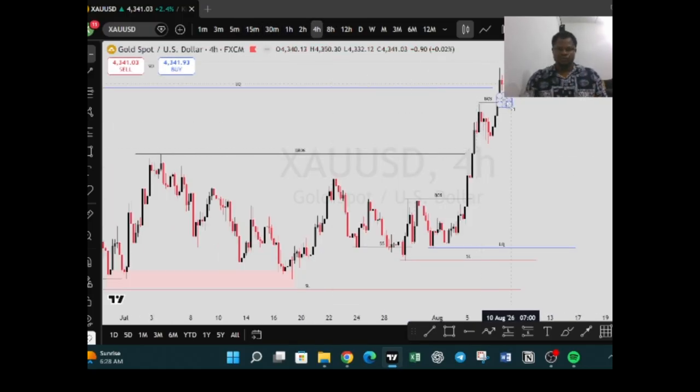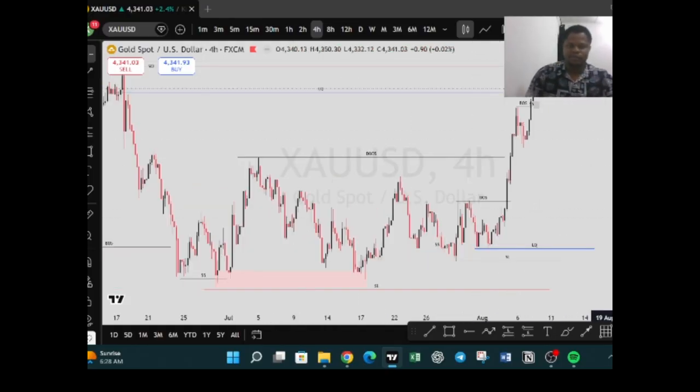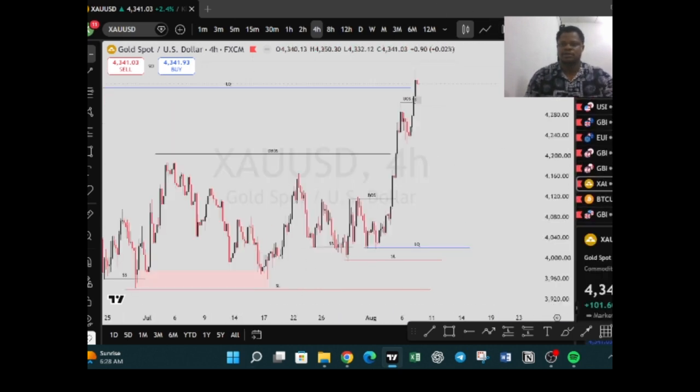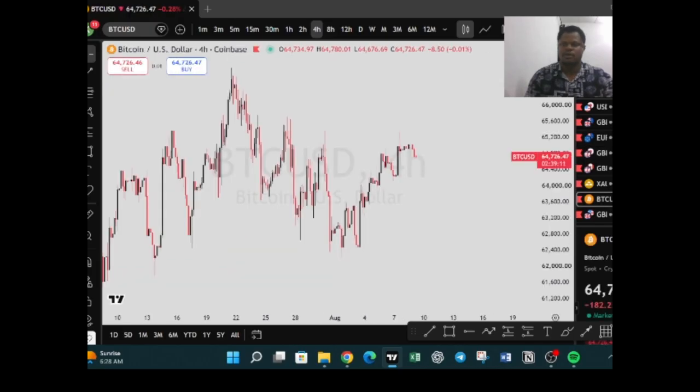Then I can now place a sell order to the downside. So overall, buyers are induced. If buyers are induced, that means we are looking at taking a sell to the downside to take out the early buyers' liquidity. So this is what I have on gold. Then let's look at the next listing, which is BTCUSD.